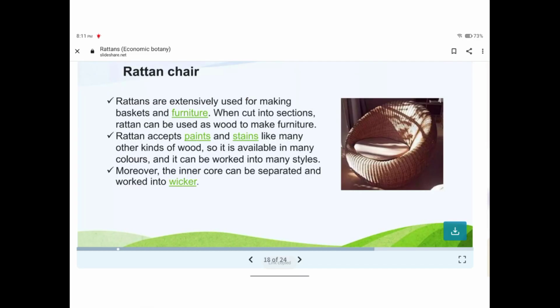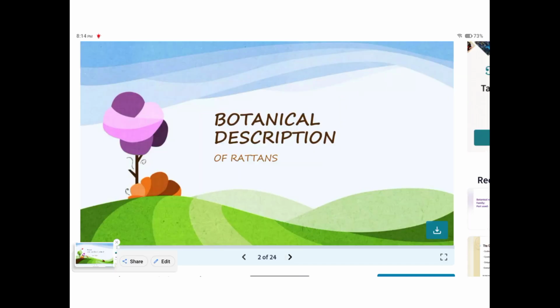So, what is the economic importance of Rattan? Before studying this, we need to know the botanical description of Rattan. So, we need to study the botanical description of Rattan. So, let's study.